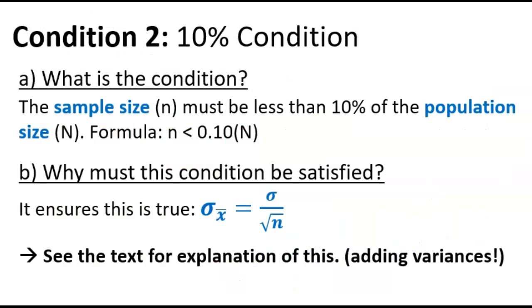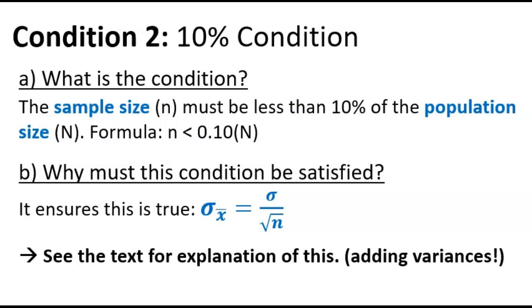Condition number 2 is the 10% condition, again, meaning that these samples that we start to take are going to be independent of one another. In other words, the standard deviation, or how much the grocery stores vary, isn't going to change radically as we start sampling. And this is only true if the population is big enough, right? Or the sample size is less than 10% of the population.